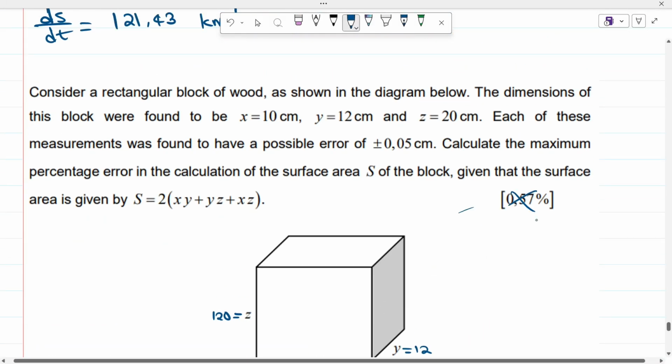So yeah, that was it for that question, guys. And we were wrapping up differentiation. In my next video, I'm going to start integration. So that was it for differentiation. We are done now with differentiation.